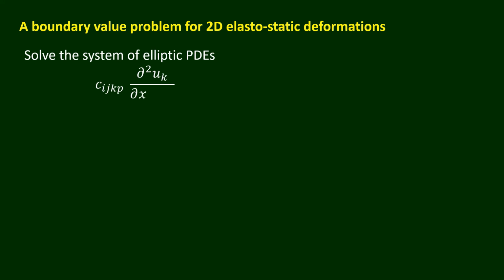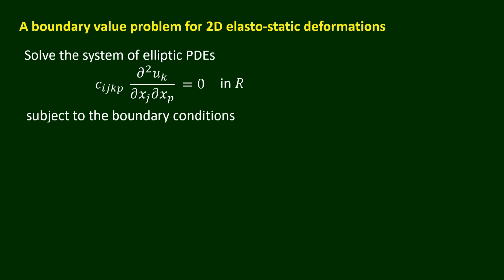Consider the following boundary value problem for two-dimensional elastostatic deformations of anisotropic materials. Solve the system of elliptic partial differential equations C_ijkp ∂²u_k/∂x_j∂x_p = 0 in R, subject to the boundary conditions.